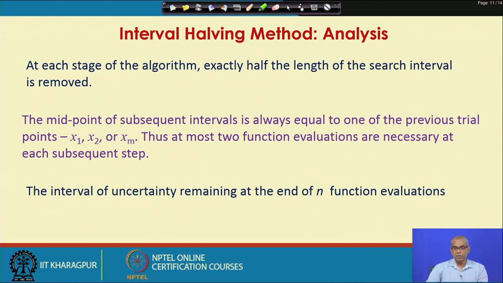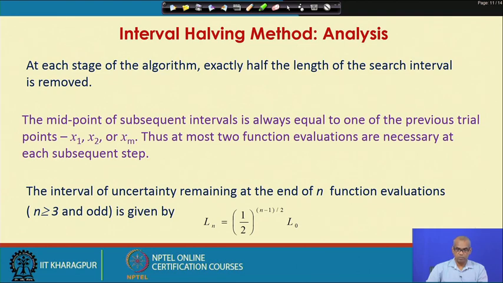The interval of uncertainty remaining at the end of n function evaluations can be given as Ln equal to (1/2) to the power (n minus 1)/2 into L0, where L0 is the initial length of the interval and Ln represents the length of the interval after n function evaluations. Here we consider n is greater than or equal to 3 and n is odd.